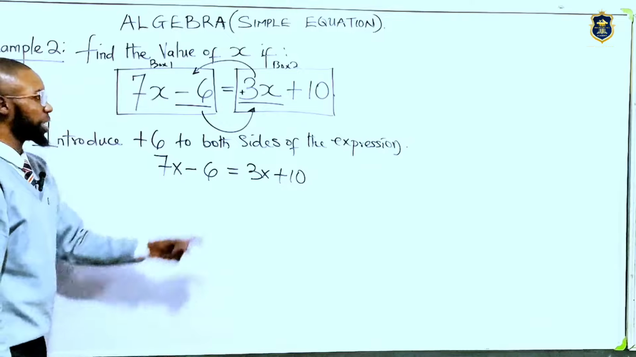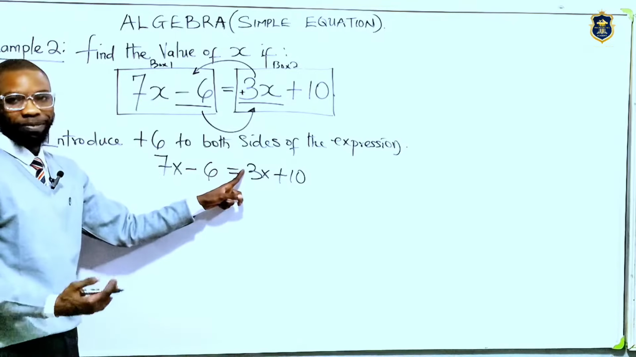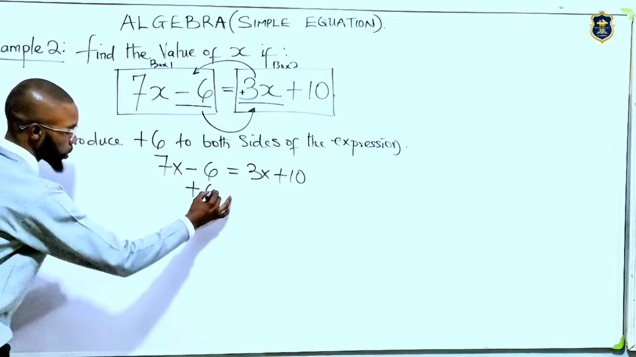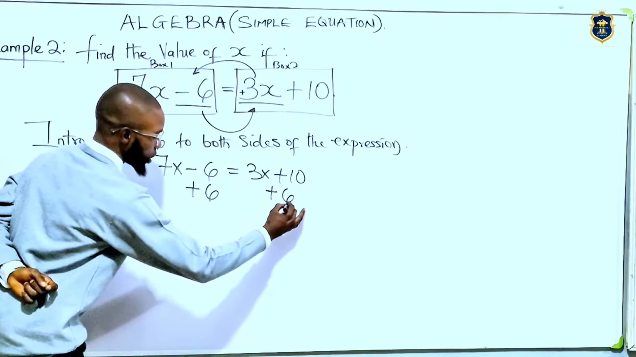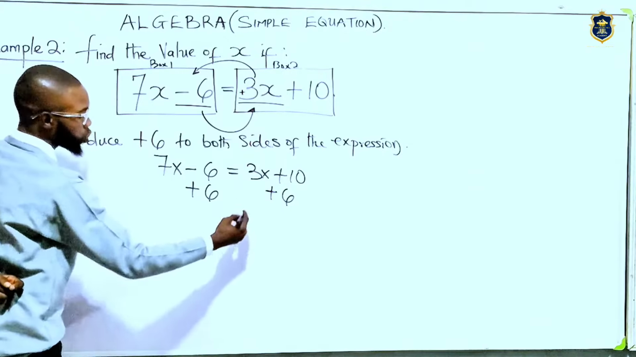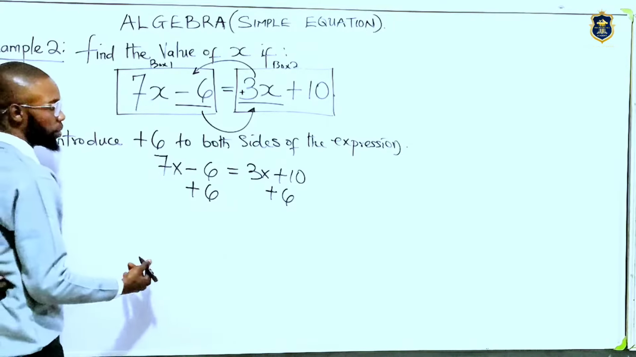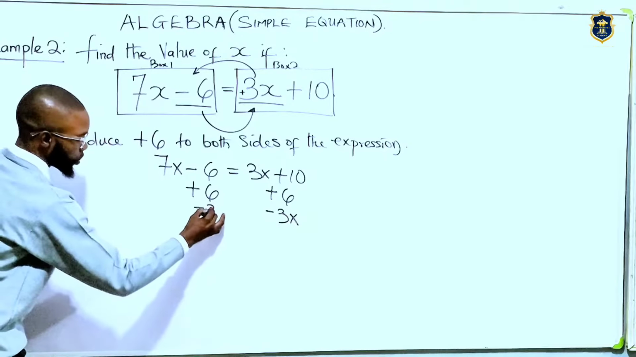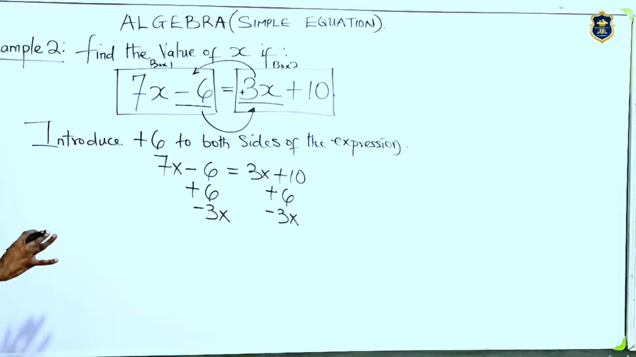Somebody will be wondering, how is it plus? A single number has an invisible plus, right? So just know that. So we introduce plus 6 and plus 6. That's the first thing, right? And we're taking this off here. That's plus 3x. We introduce the inverse of the number, right? So it becomes minus what? 3x and minus 3x. Those are the things to do.